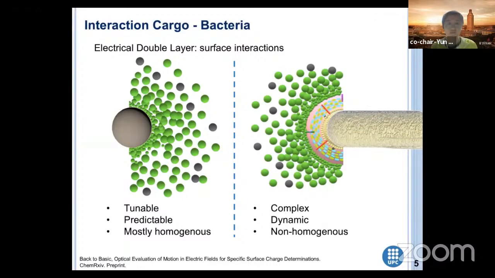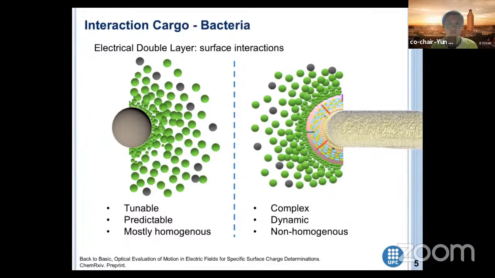Inorganic particles are more tunable, predictable, and mostly homogeneous in their chemical composition or the chemical moieties on the surface, and that's why the interaction with ions is quite well known. But with bacteria, it's the other way around. Its surface is quite complex, more dynamic, and not as homogeneous as the inorganic particles.